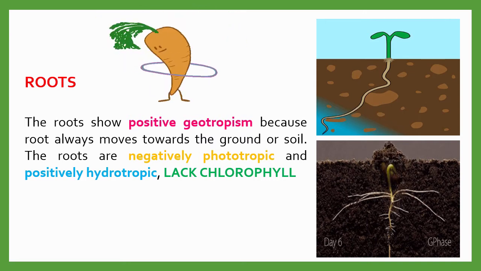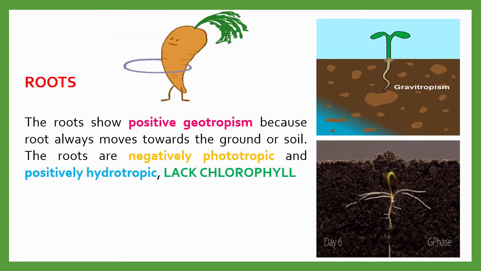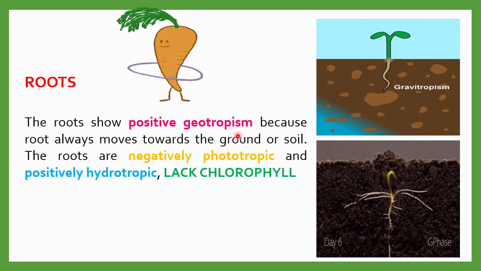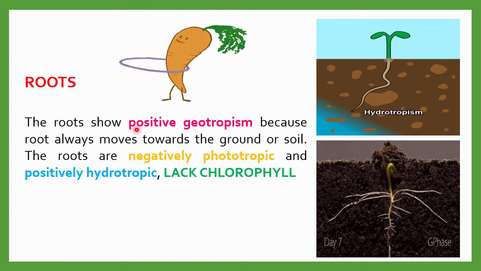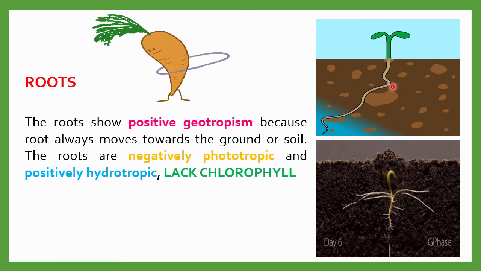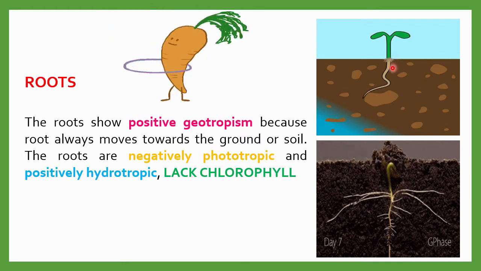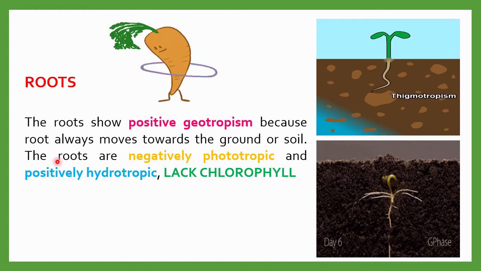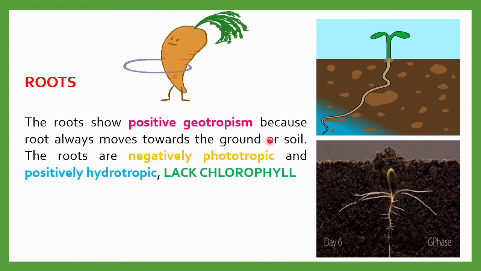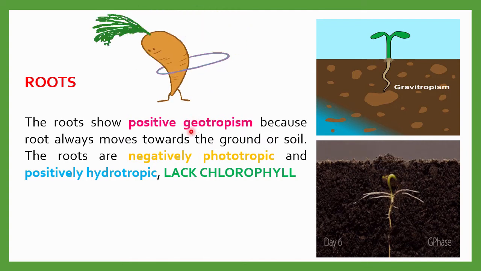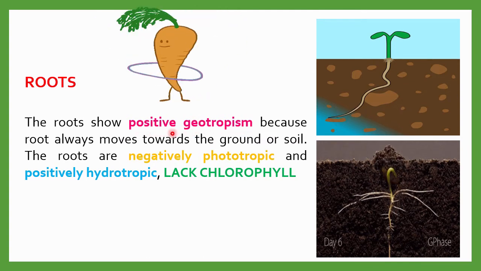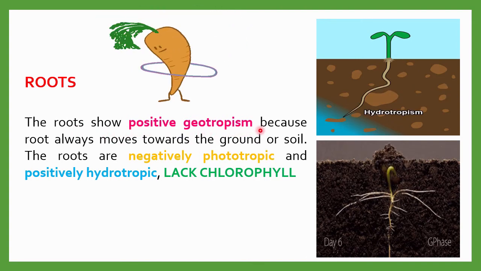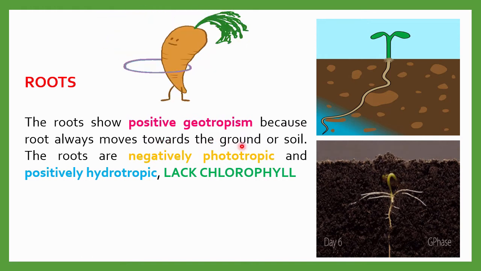First of all, let me define roots. What is the particular definition for roots? The roots show positive geotropism. What is the meaning of positive geotropism? Positive means in the direction of geo, that is, in the direction of the soil. They will move towards the soil, and that's why it is written that they show positive geotropism, because roots always move towards the ground or soil. So roots are the structures which have positive geotropism.